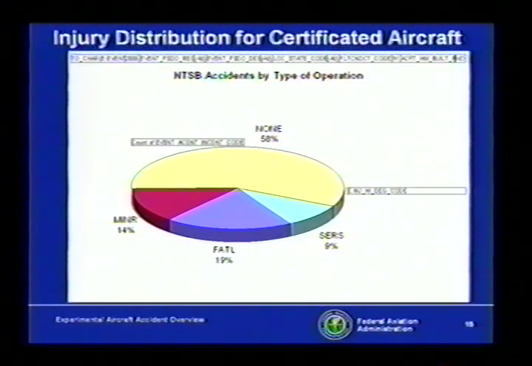Now, I was mentioning fatality index. Let's take a look at this chart and really study it closely. This is certificated aircraft, and essentially if you're involved in an accident in a certificated aircraft, this says you're 58% likely to not be injured. This is what our history shows. In 2006, 58% of all certificated aircraft accidents, no injury resulted. 19% were fatal, 14% minor, and 9% were serious.